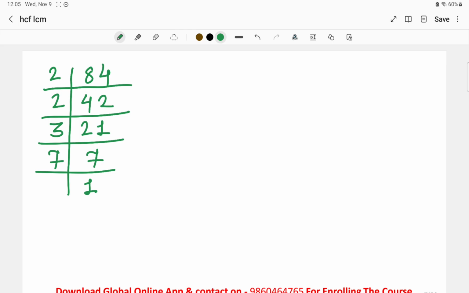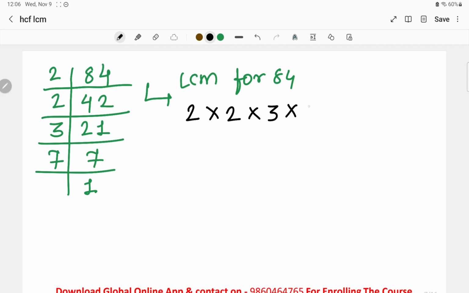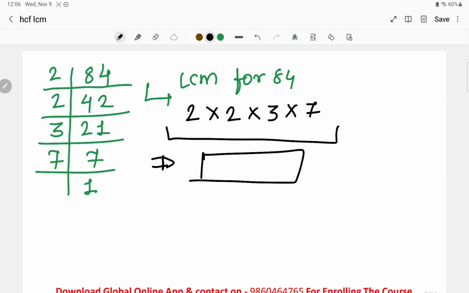So the LCM for 84 is 2 into 2 into 3 into 7. Try to understand, whenever we are finding the LCM for one particular number, we simply divide the number until it gives the remainder 1. We divided 84 by 2, it gives 42. We divided 42 by 2, it gives 21. 3 7s are 21 and 7 1s are 7.